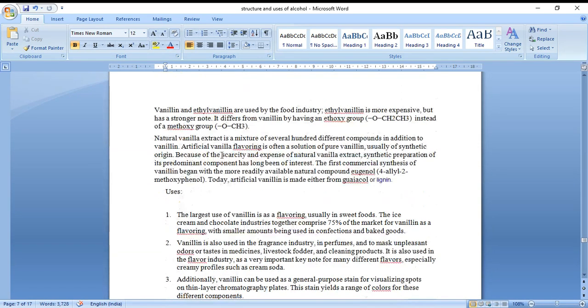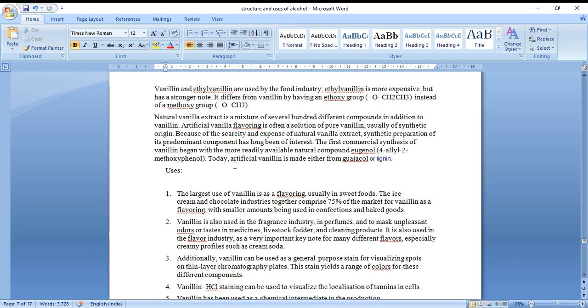Natural vanilla extract is a mixture of several hundred different compounds in addition to vanillin. Artificial vanilla flavoring is often a solution of pure vanillin, usually of synthetic origin. Because of the scarcity and expense of natural vanilla extract, synthetic preparations are common. The first commercial synthesis of vanillin began with a readily available natural compound, eugenol. Generally this eugenol we can extract from the clove. Clove is nothing but lavangam, which is also one of the condiments.